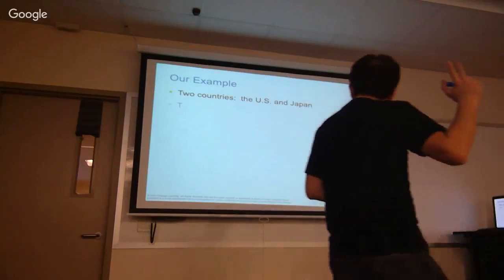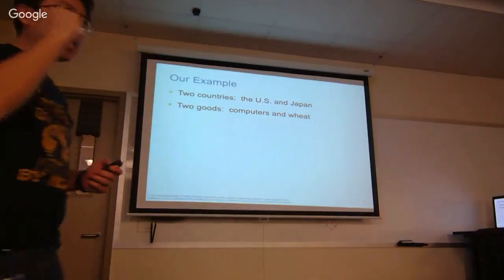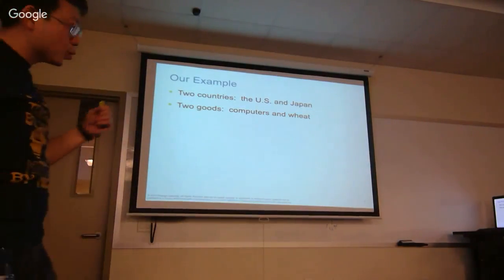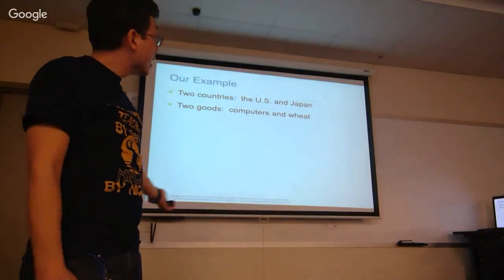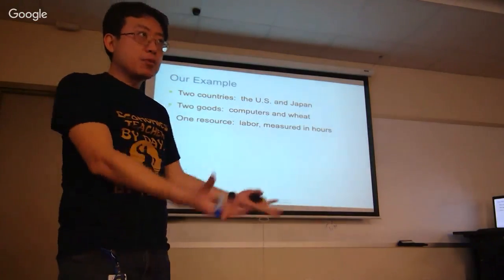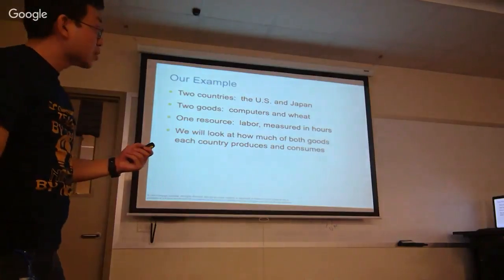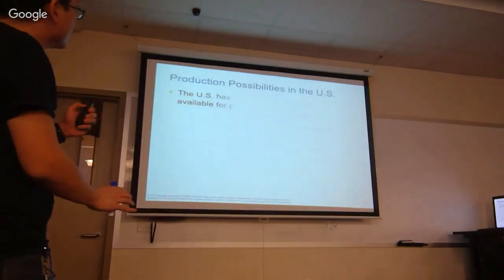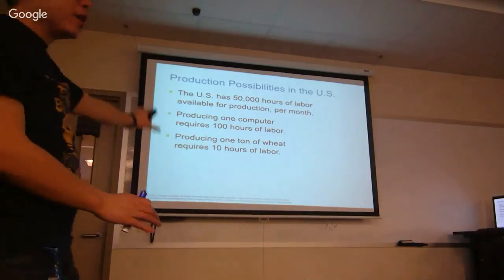So we'll compare 2 countries. Compare US and Japan. We still have this simple model, simple PPF. For this model, we're going to use 2 goods, computers and wheat. They also share this resource, labor, measured in labor hours. So first, let's do US first. This is the information for US.